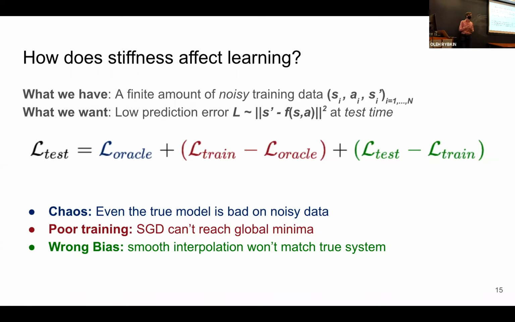The second term captures the difference in performance between a perfect model and the best you could do with a learned model on the training set. And this difference is precisely what would happen if you reached a suboptimal point in the training process. And the final term here is the difference of performance at test time and training time, which we expect to get worse as stiffness goes up as our smooth inductive biases become less accurate.